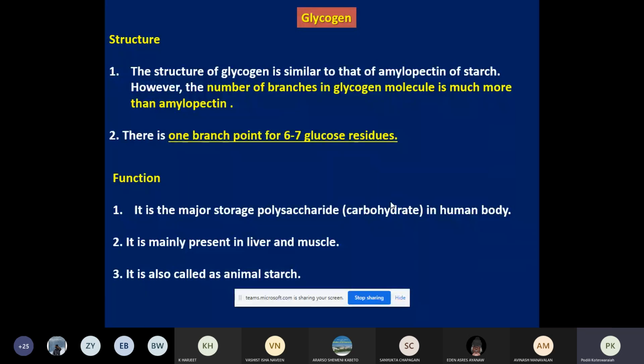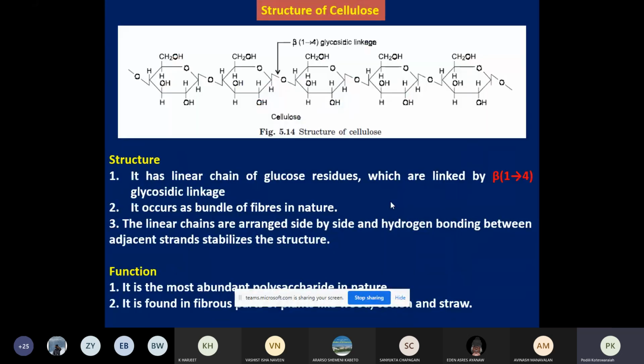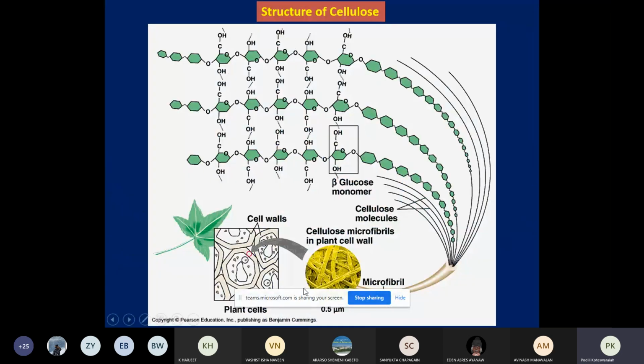And then we discussed the structure of cellulose, and it is a polymer of glucose, again with beta-1,4 glycosidic bonds. This cellulose is mainly present in the cell wall of plants, and you can see here the cell wall is composed of several cellulose microfibrils, and each microfibril has linear chains of cellulose. All these linear chains are associated with each other by intermolecular hydrogen bonding, and this intermolecular hydrogen bonding gives rigidity to the cellulose.